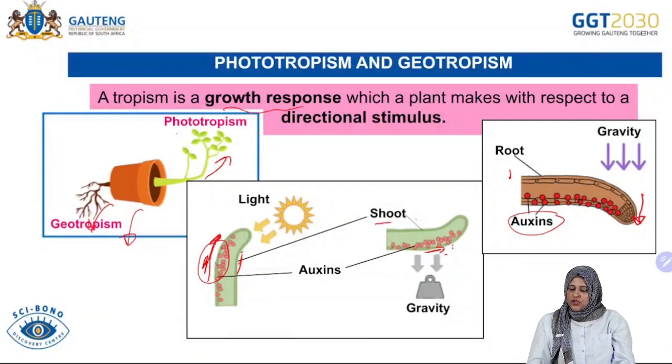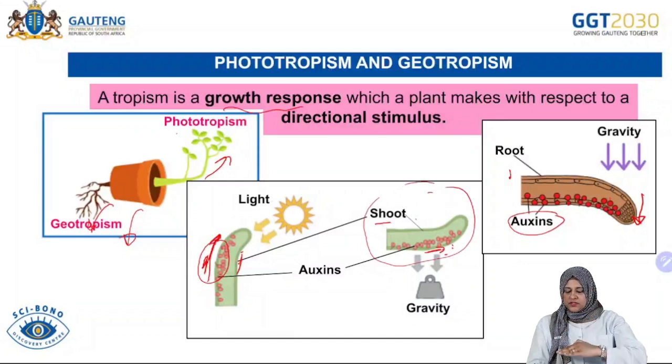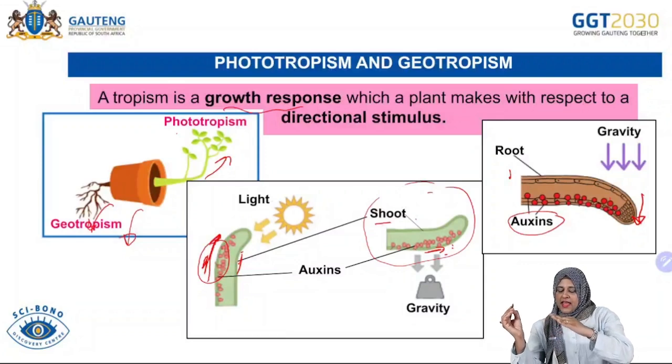So this is also a shoot, and if the shoot is horizontal, then the auxins are going to go down because of gravity. There's no light here, right? We are looking at gravity. The auxins are going to go down. And remember, because it's a shoot, the auxins are going to stimulate growth. So this bottom part is going to grow much faster than the top, and the top is going to try and meet the bottom, and that is going to grow upwards.